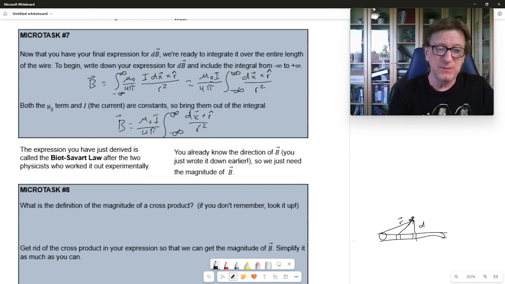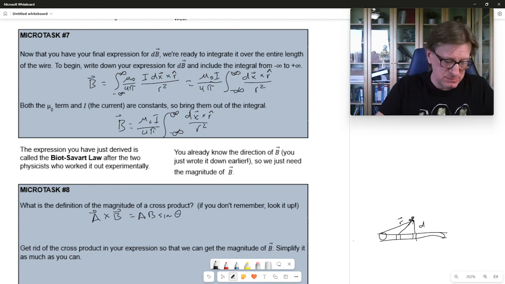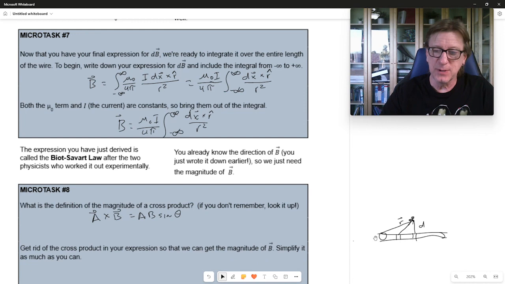So remember the definition of a cross product. If I have two vectors, A cross B, then that's going to equal the magnitude of A times the magnitude of B, and then the trig function is sine theta, just like that. We can take that and put it back up into our integral so that we can get rid of our cross product.